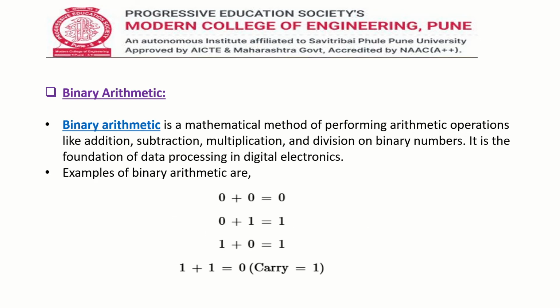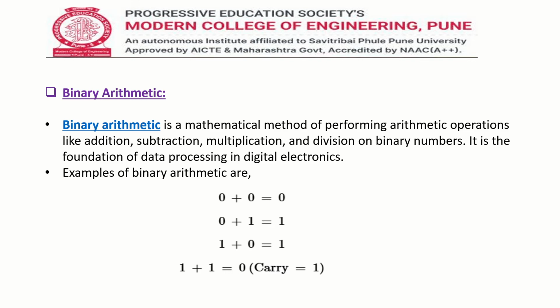So next we'll move towards the different techniques used in digital electronics for different concepts. Now we'll basically focus on binary arithmetic, how addition is done with the use of zeros and ones. So what is binary arithmetic? It is a mathematical method of performing arithmetic operations like addition, subtraction, multiplication, division on binary numbers. It is the foundation of data processing in digital electronics.